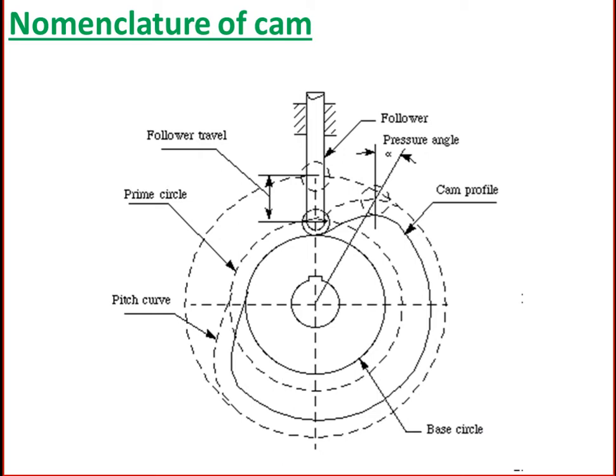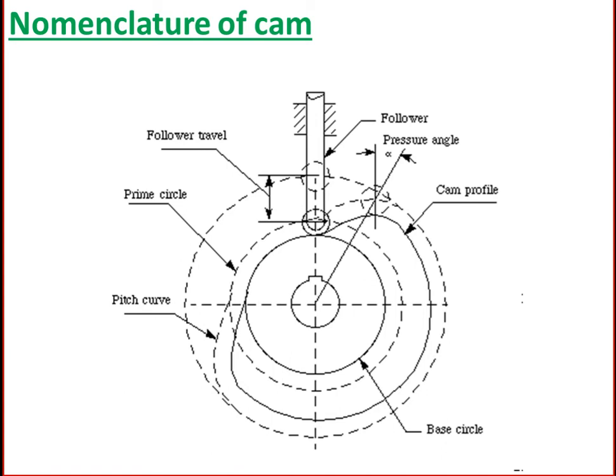Now we will move to the nomenclature of cam. So the first one is cam profile. Cam profile is the surface area of a cam where the follower meets. Base circle. This is the smallest circle of the cam profile formed from the center of rotation of the cam. Pitch curve is created when we assume that the cam is fixed and the trace point of the follower rotates around the cam. With the help of the trace point, we can detect the cam profile.